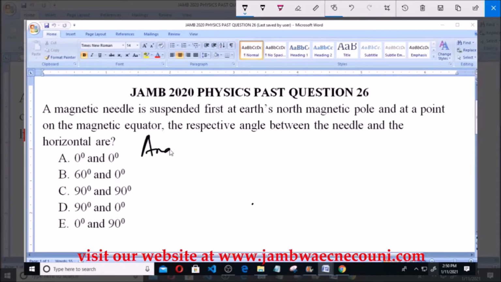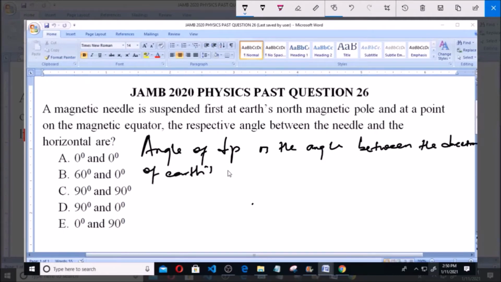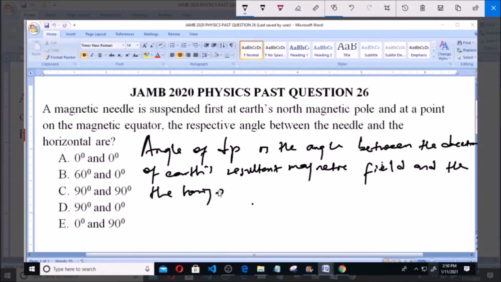Now angle of dip is defined as the angle between the direction of Earth's resultant magnetic field and the horizontal, and this is angle of dip. So you are basically asking us to find the angle of dip between the Earth's magnetic pole and the horizontal, and that of the magnetic equator to the horizontal.